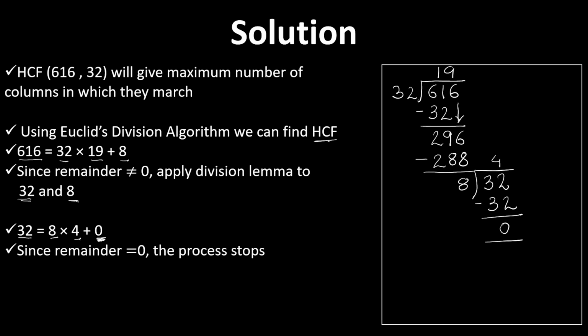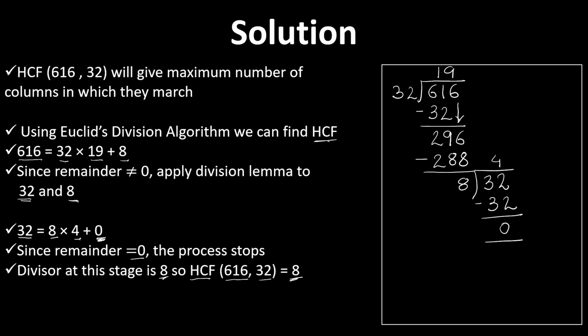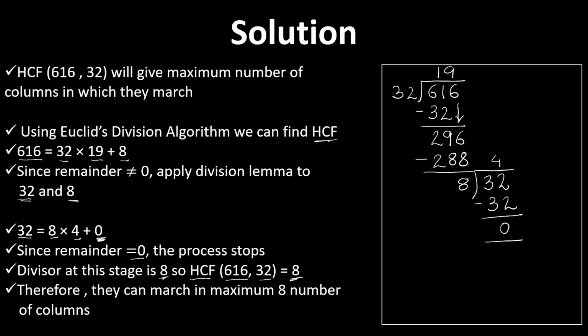So since the remainder is equal to 0 over here, the process of division will stop. And hence the divisor at this stage is 8. Therefore the highest common factor of 616 and 32 will be equal to 8. And hence the maximum number of columns in which they can march will be equal to 8. So therefore they can march in a maximum of 8 columns.